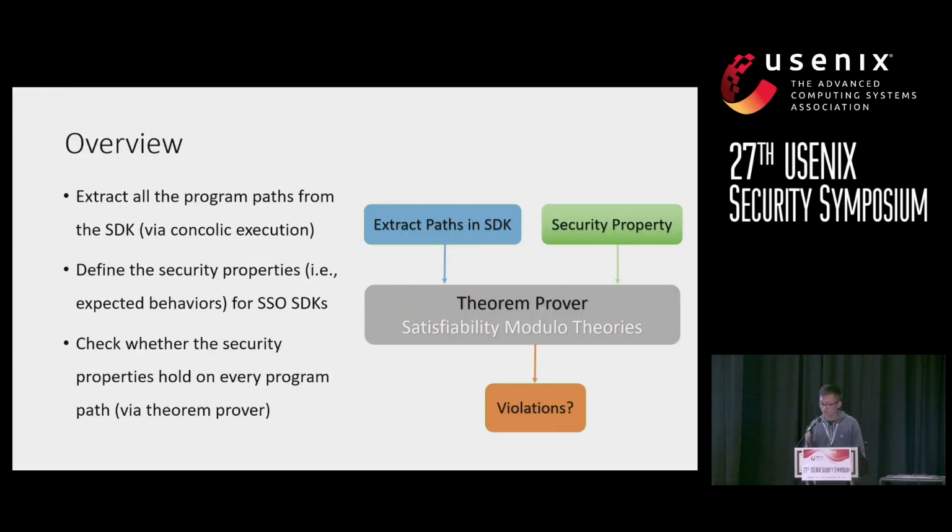The high-level idea is that, first of all, we extract all the program paths from the SDK using concurrent execution, and then we define some security properties for single sign-on SDKs. Those properties are essentially the expected behaviors. At the end, we check whether the security properties hold on every program path.